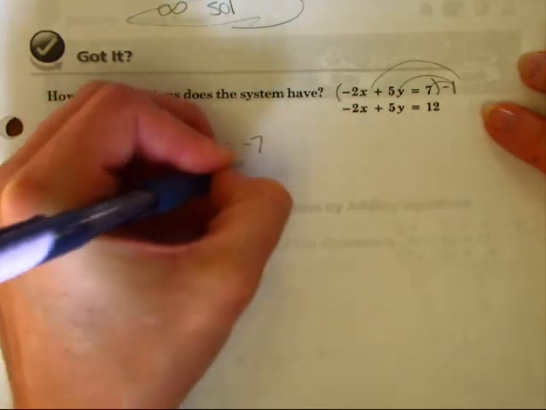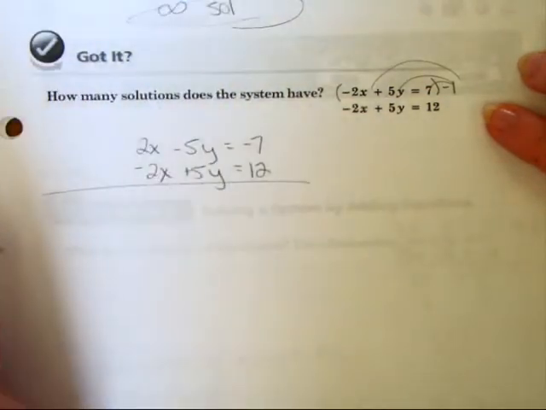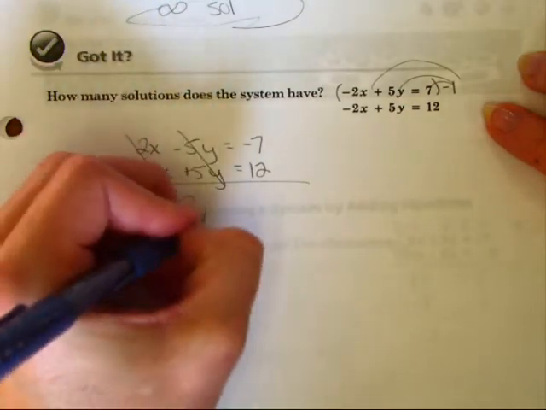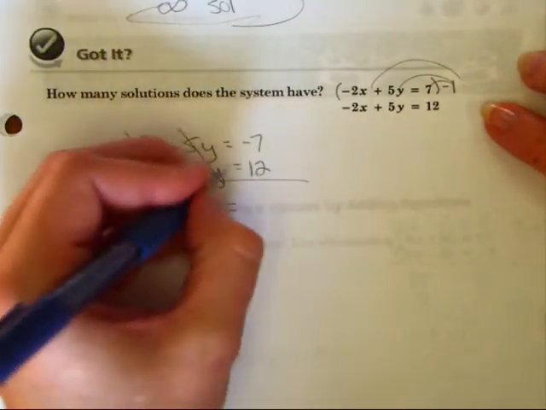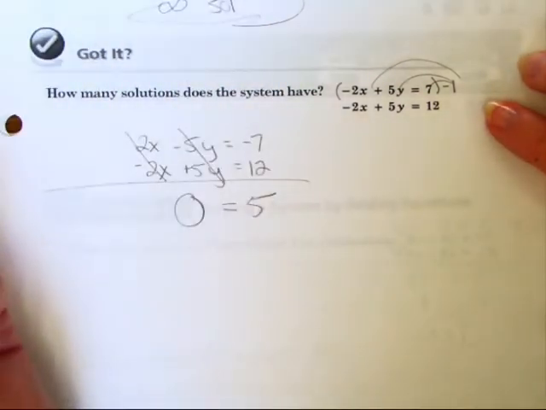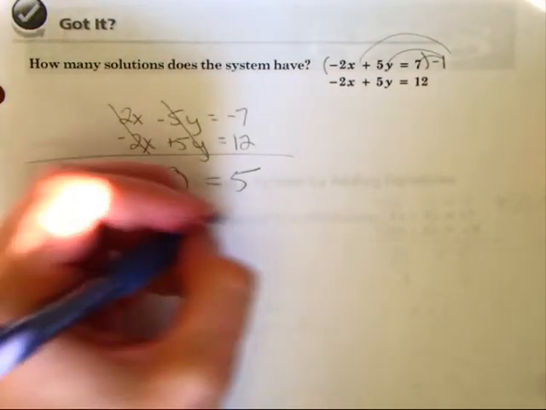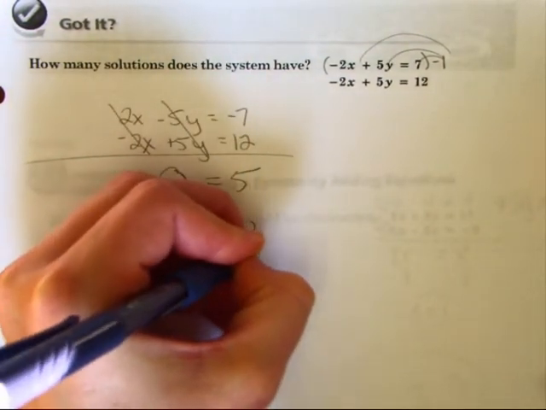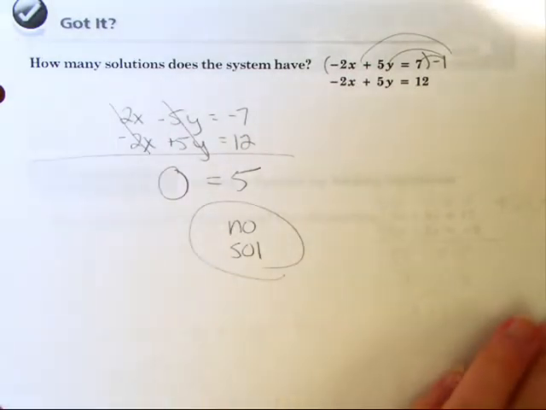The bottom equation: negative 2x, positive 5y, and 12. Now watch what happens. The x's cancel. The y's cancel. So you get a big fat whopping 0 over here. But negative 7 and 12 makes 5. Does 0 equal 5? No way, right? No solution. If you graph these, they would be parallel lines.